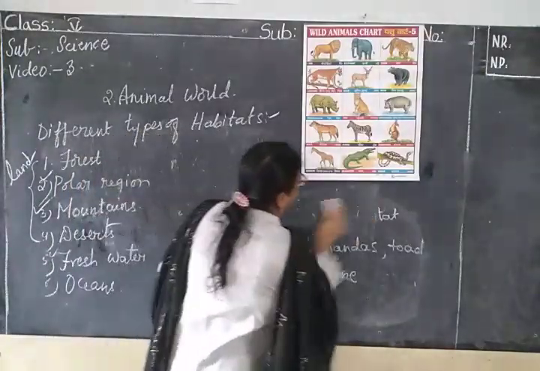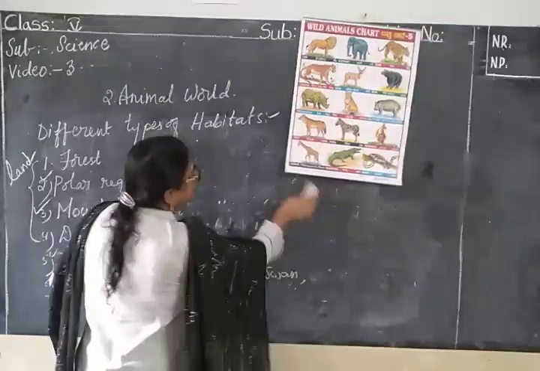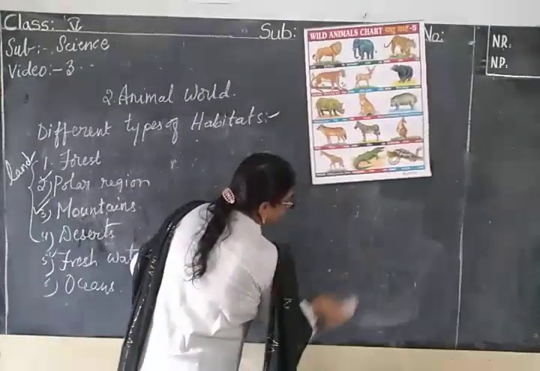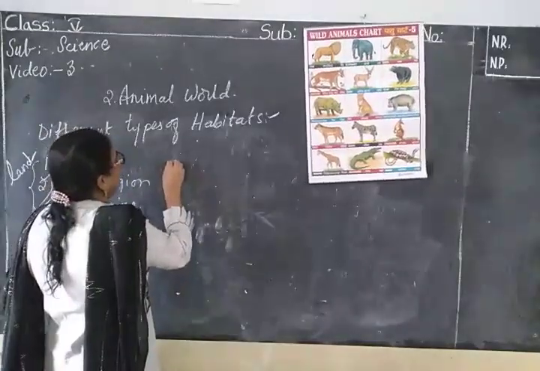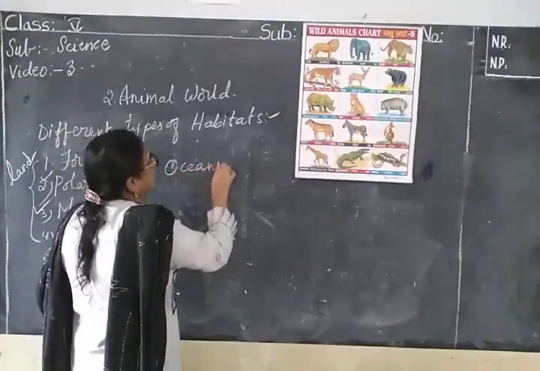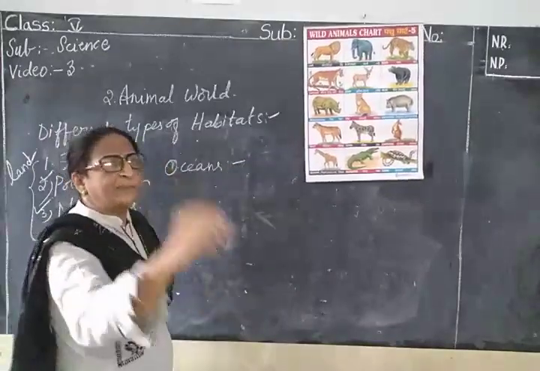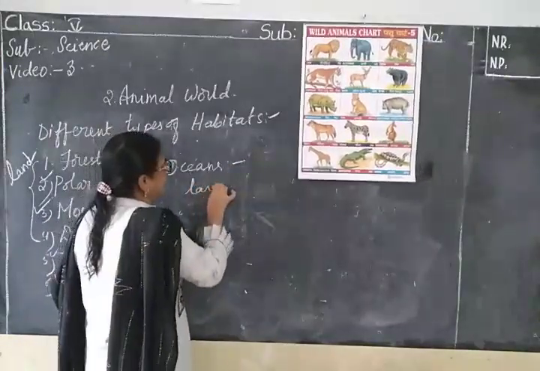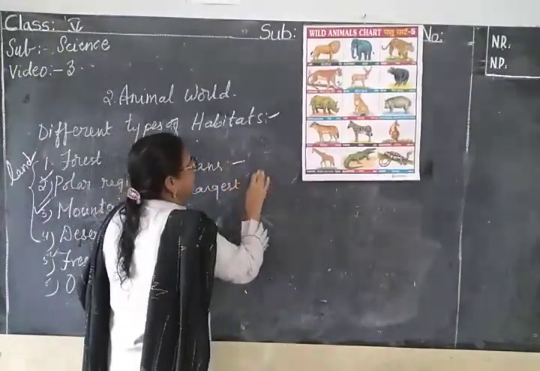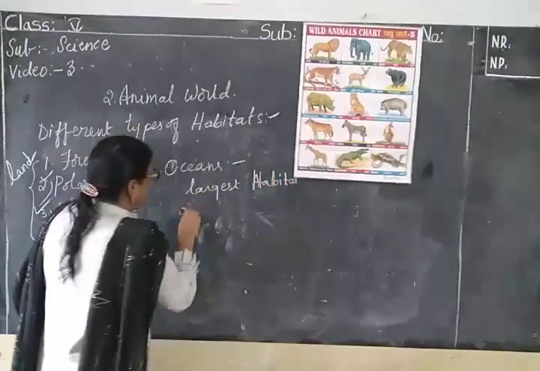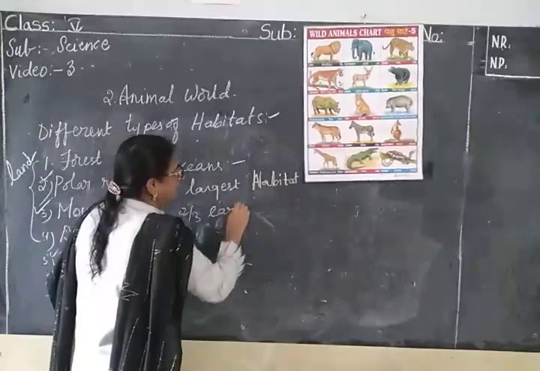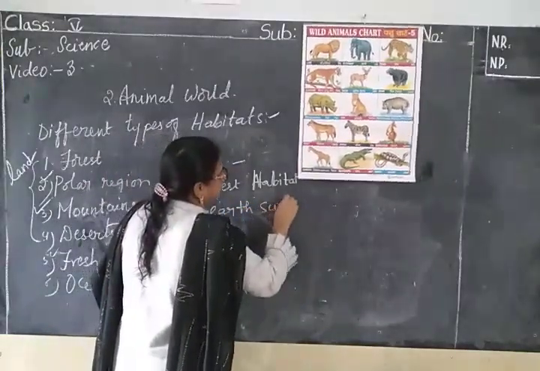Now let us learn about the ocean. Ocean is also one of the habitats, water habitats, isn't it? Oceans are the largest habitats on the earth. Why? Because two-thirds of the earth's surface is water, isn't it?